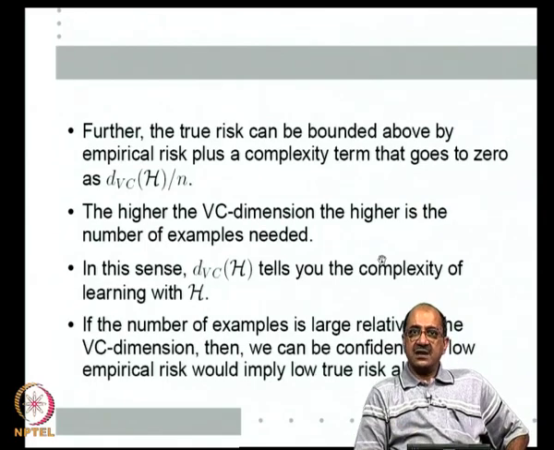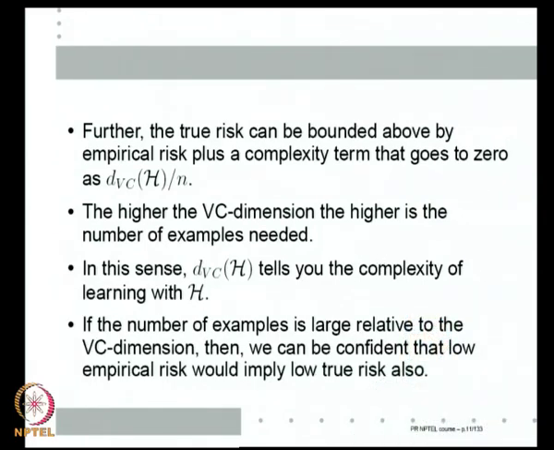In this sense, while the bounds we got for this generalization error, or the true risk of a classifier, are rather loose, they still give us an idea of how many examples we need before we can be confident that low empirical risk would imply low true risk. Essentially, how many examples we need depends on the VC dimension. As I said, as a thumb rule, we need at least 10 times the VC dimension as the number of examples.